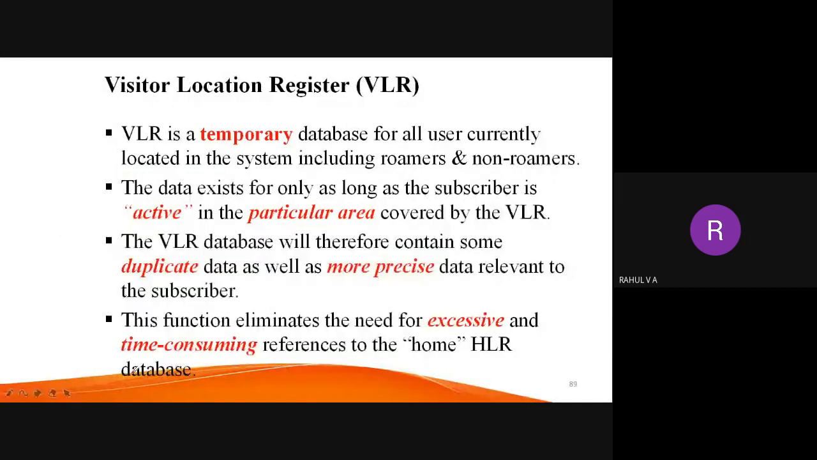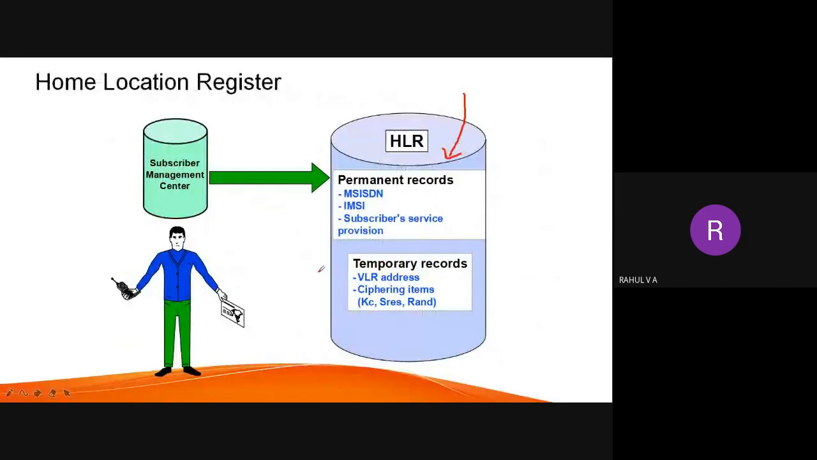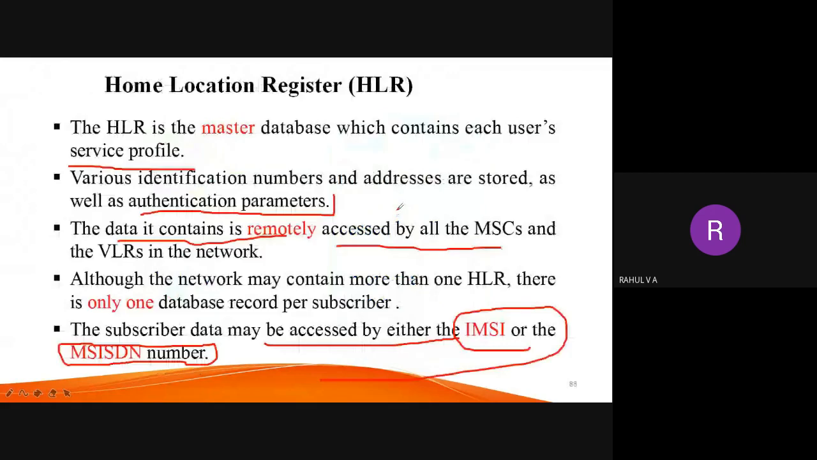Next one is visitor location register. Okay, before that, I will show you one picture. See, HLR. So, the subscriber management center. Here people will be registering your SIM card, etc. People will be buying a SIM card, and along with that they will submit an ID proof and application. From that, the details will be transferred to the HLR. There, the permanent records, your data about your SIM card and mobile station, mobile equipment, are stored in this particular register. Okay, so that is the purpose of HLR.